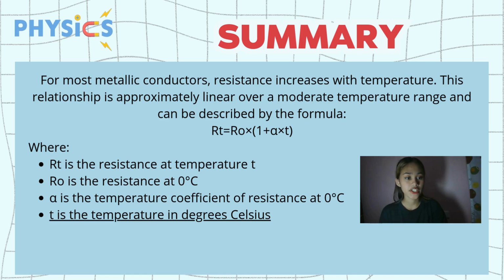the final resistance is the resistance at the new higher temperature T, and the initial resistance is the resistance at 0 degrees Celsius, while alpha is the temperature coefficient of resistance at 0 degrees Celsius, and delta T is the temperature change in degrees Celsius.